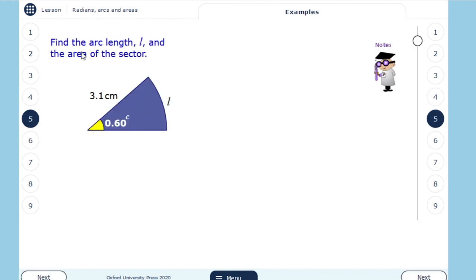Let's see that. Find the arc length L and the area of the sector. The radius is 3.1. Here I have 0.60 degrees in radians, so the arc length will be 1.86 centimeters.